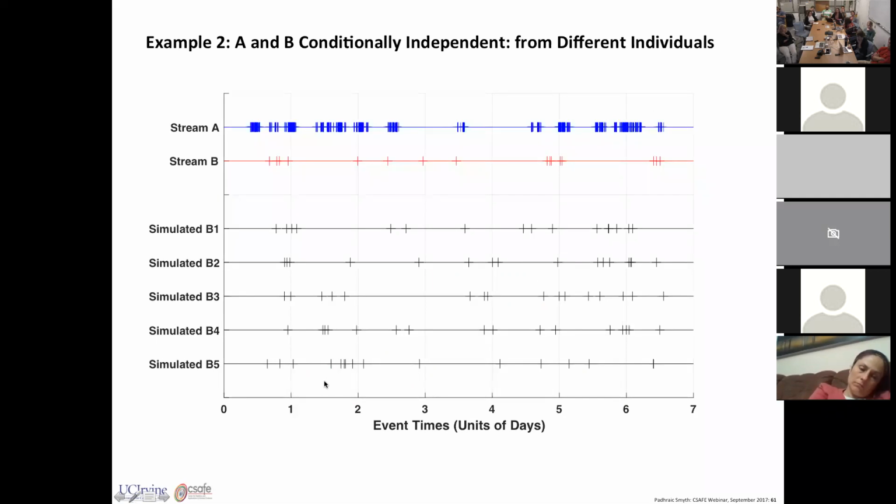If we take two streams that are actually from different individuals, and if you look up here, it's not obvious that they overlap.